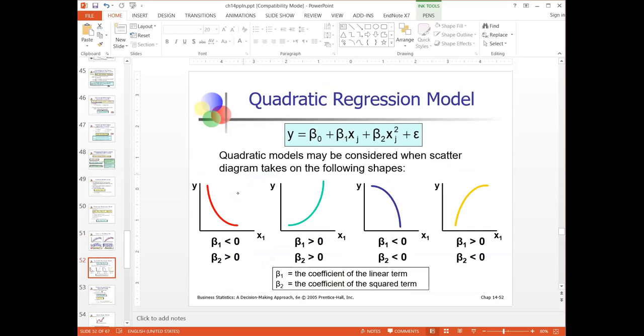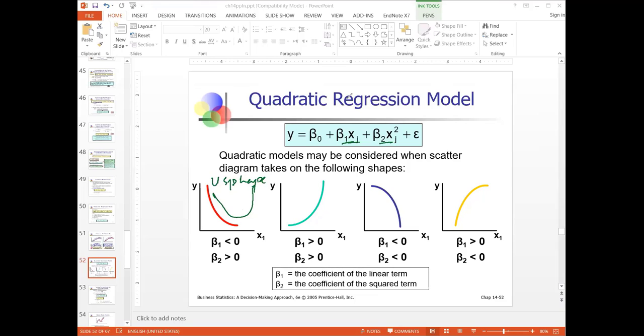There could be four types, and it is given as an example. If B1 is negative and B2 is positive, it will look like this, and the complete picture will be a U shape. B1 is telling us that it will decrease, and the square is telling us it will increase. So it will decrease first and then increase later on.